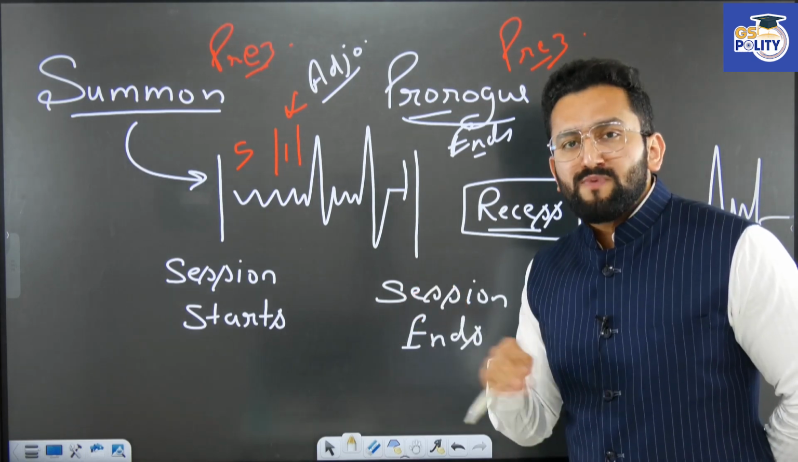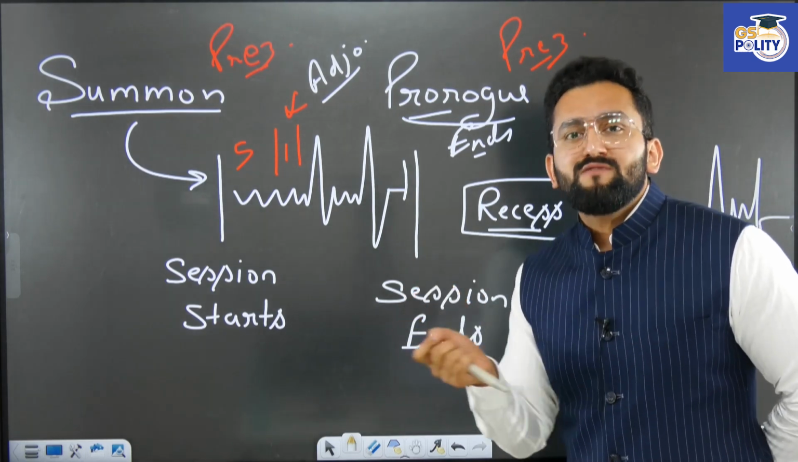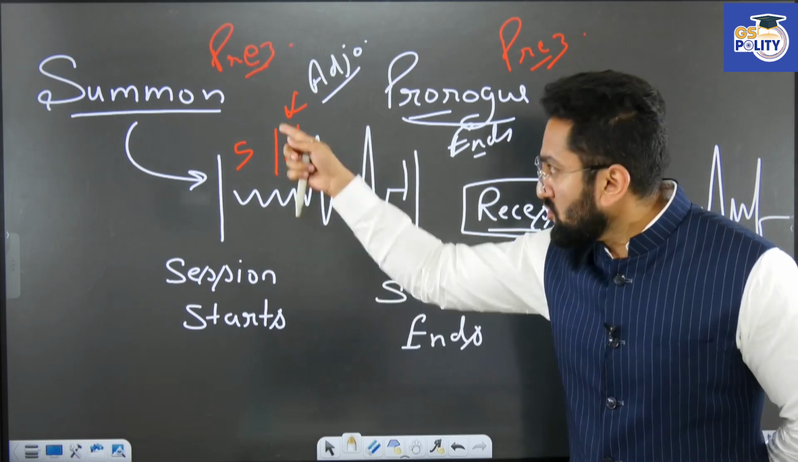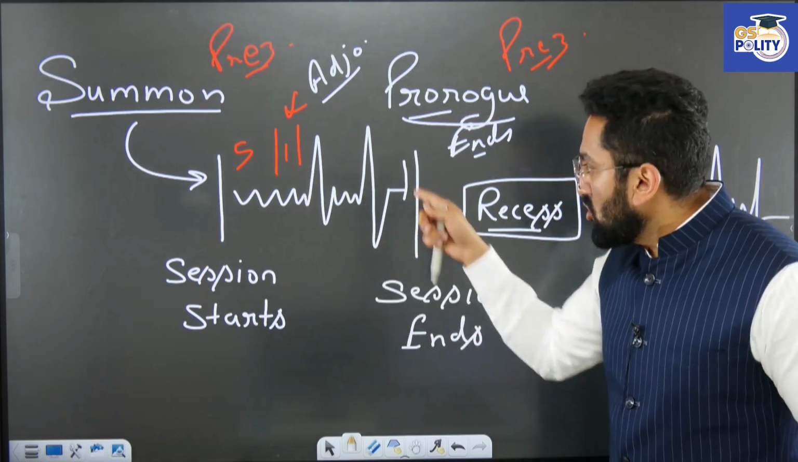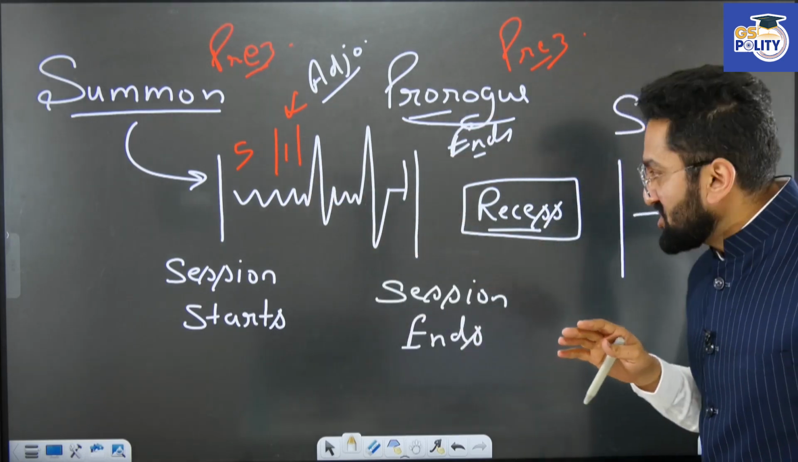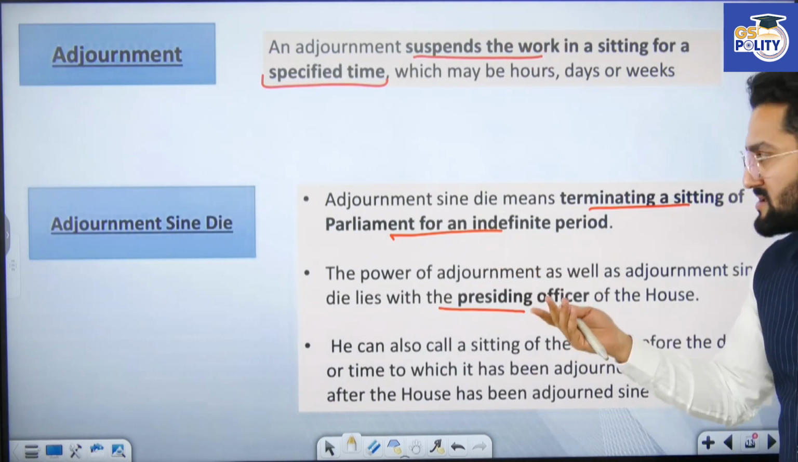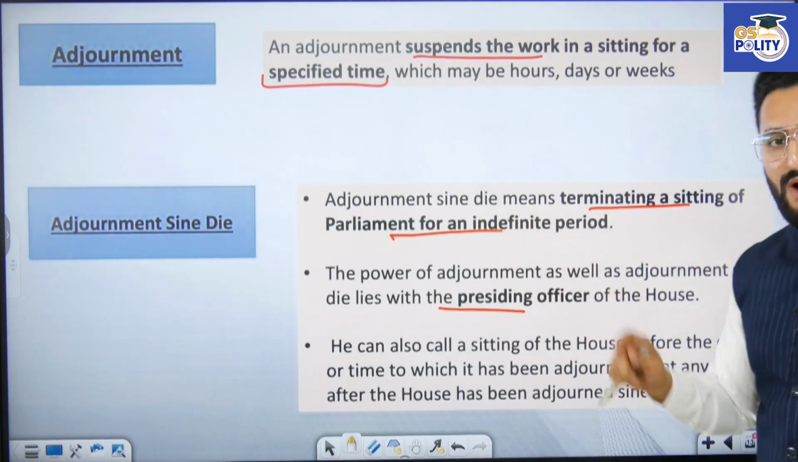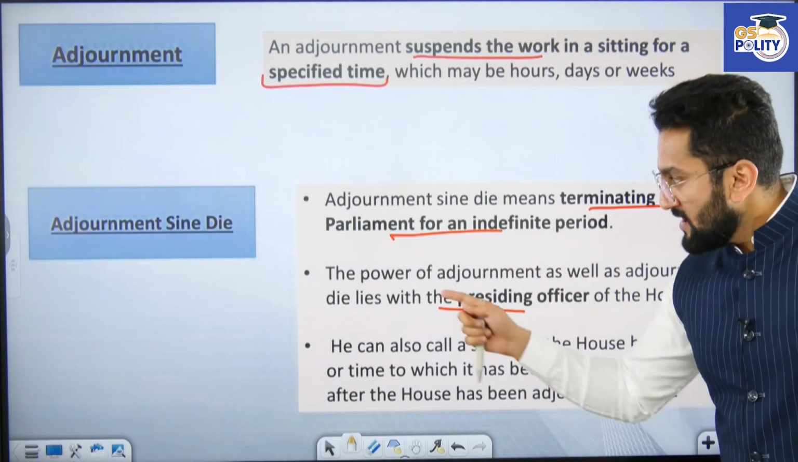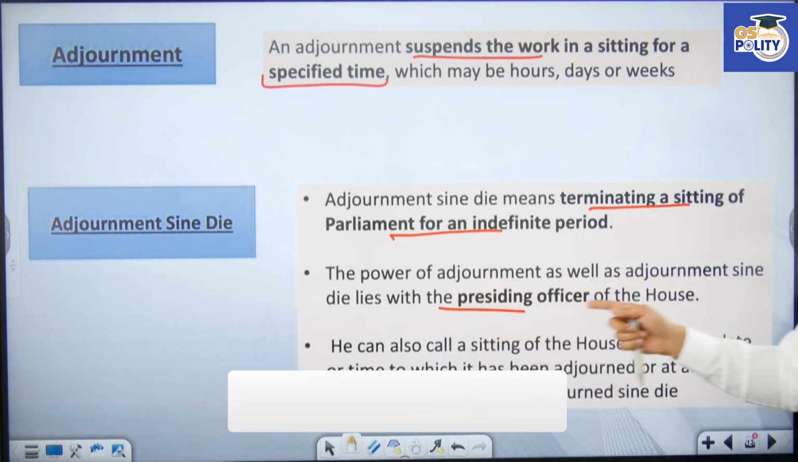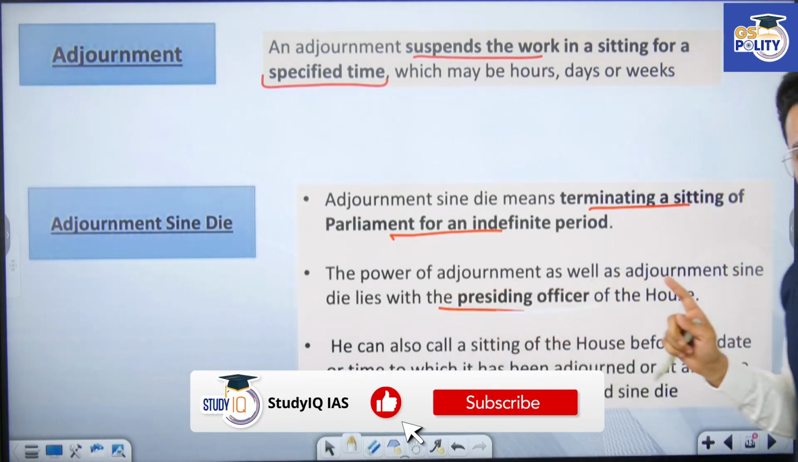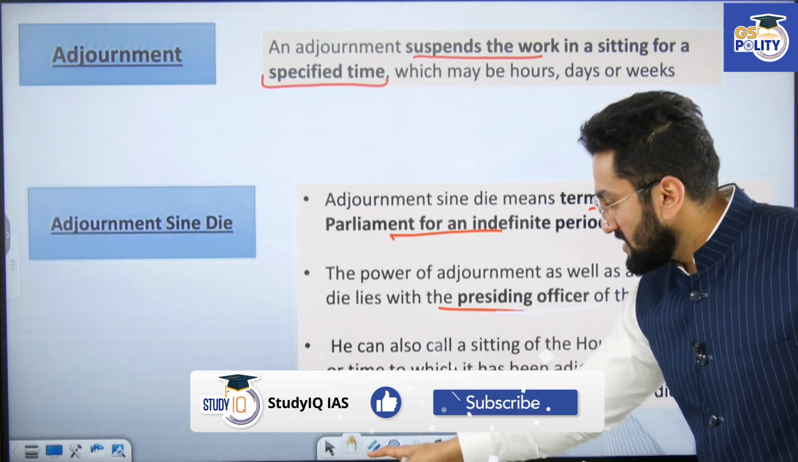That's it. The speaker is not saying, oh, I am going to reconvene the House after 1 day or 2 days. No, that is adjournment. That is why no time limit is mentioned here, because the purpose is that the job is done. You have to indicate that it is terminating a sitting of the Parliament. Sitting is done. The power of adjournment as well as adjournment sine die lies with the presiding officer. Okay, clearly told you.